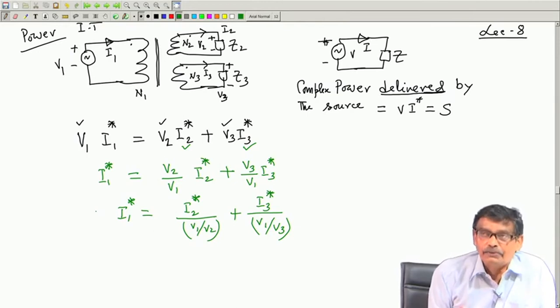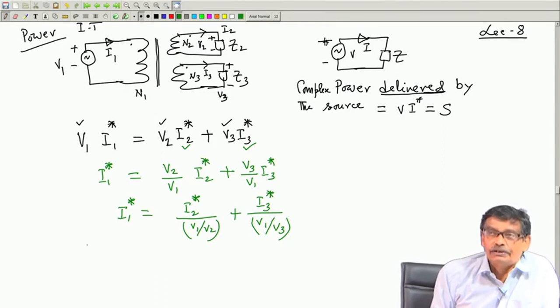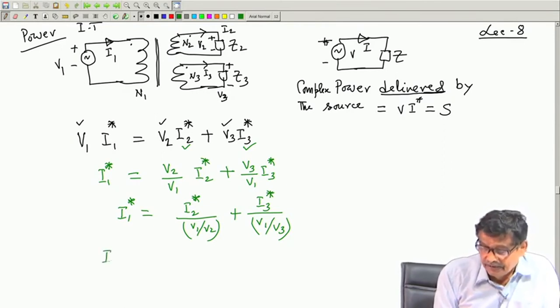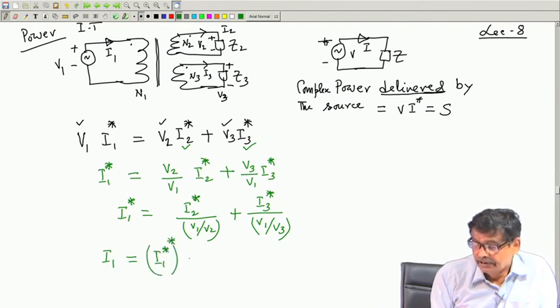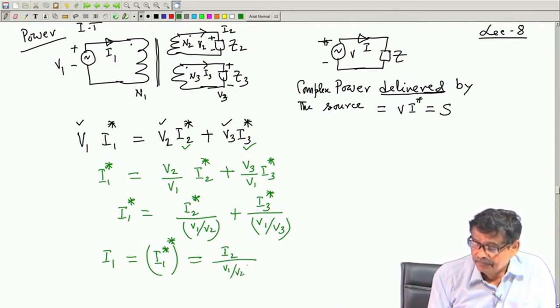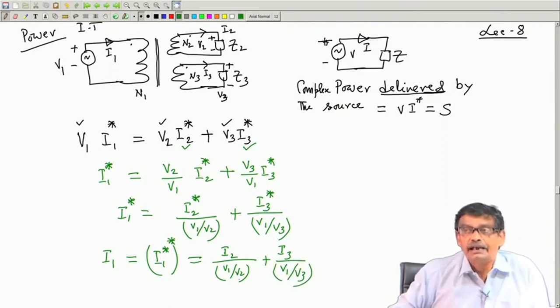But I want to know I1. If you have calculated I1 star, once again take the conjugate of both the sides. So, I1 will be equal to the conjugate of the respective terms, it will simply become V1 by V2 plus I3, another conjugate I am taking, so it becomes I3 V1 by V3. Mind you, this I1 you will get as magnitude and angle.